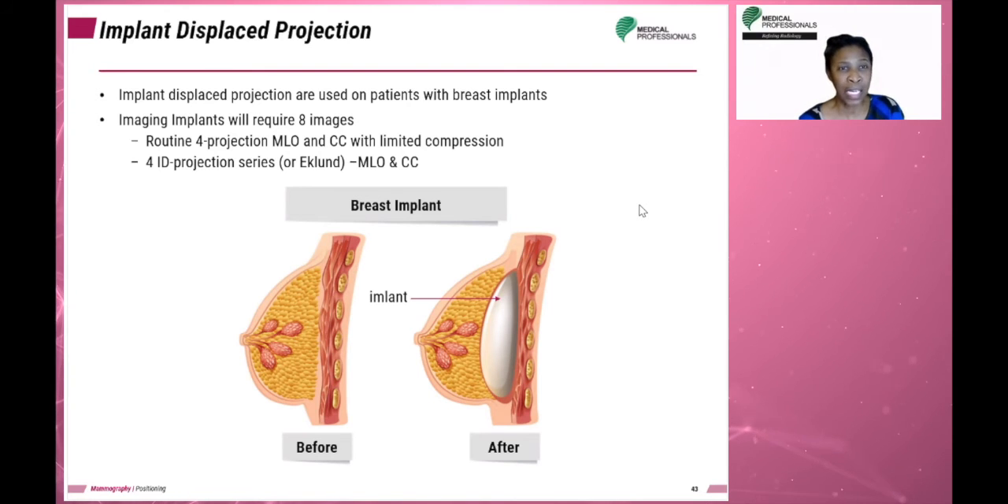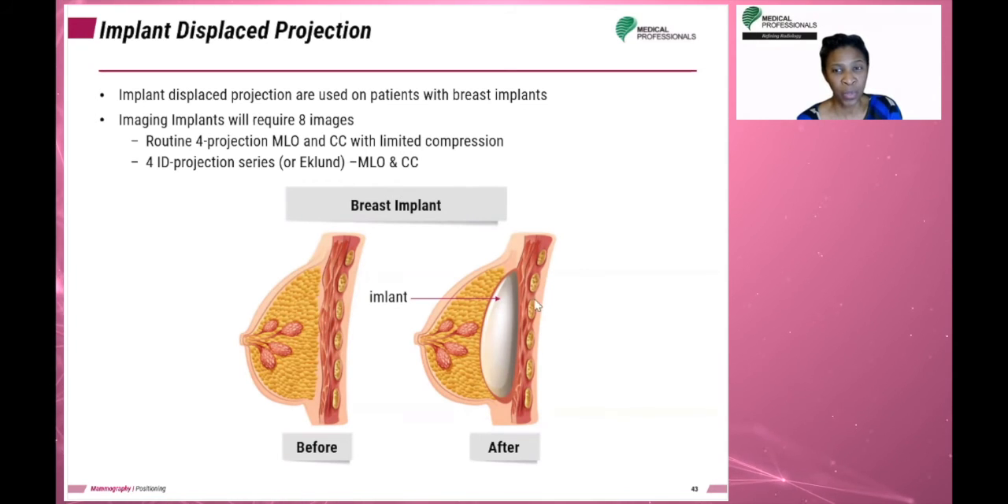The nature and type of the implant is going to determine how effective this imaging will work. So here we have an implant placed in front of the pec muscle. Sometimes that can result in encapsulation. Sometimes it can also be difficult to get any breast tissue because you have very little breast tissue and a large implant. All of these are things that have to be taken into consideration when you're imaging an implant.